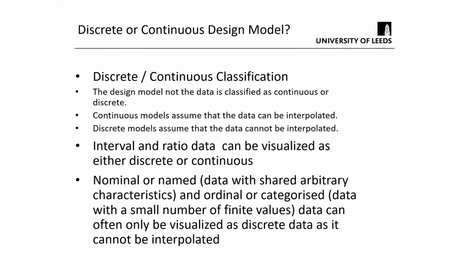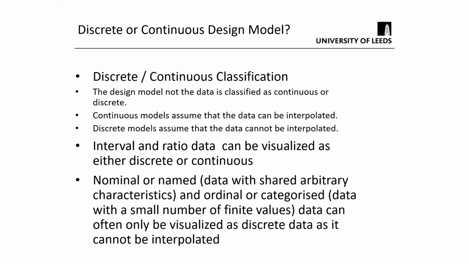So now we've got discrete or continuous design models. So this isn't about whether the data's discrete or continuous, it's about whether the design model is. A continuous model assumes that you can interpolate. So a digital image is discrete, but you can interpolate across it. So for the purposes of this analysis, we're calling that a continuous model. And a discrete model assumes that you can't interpolate. So colours of car, or you know, age. Oh, you could probably interpolate age, couldn't you?